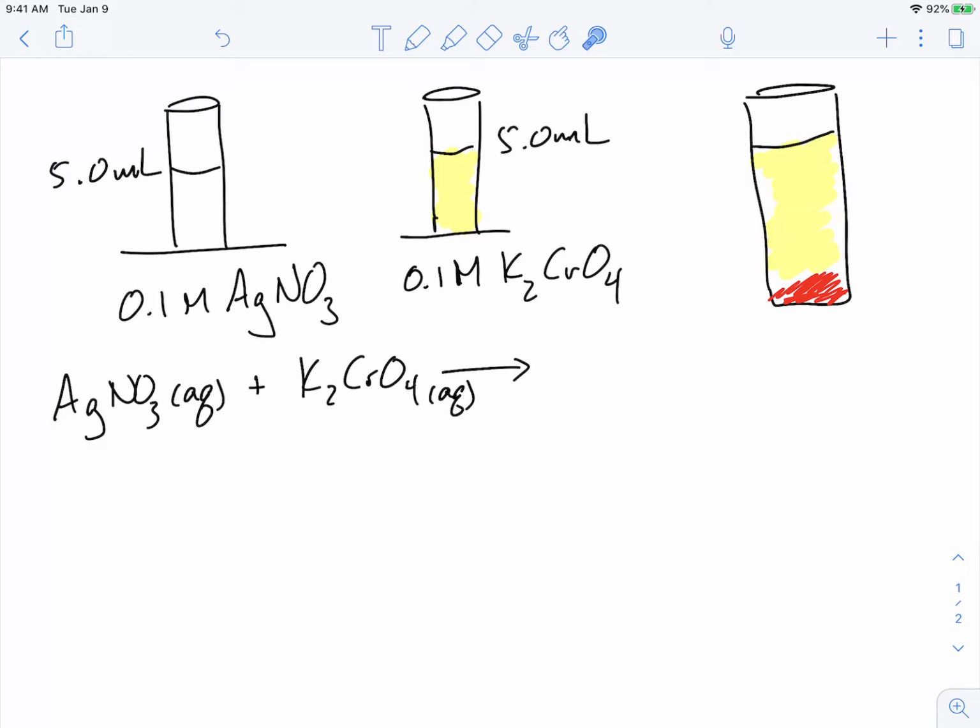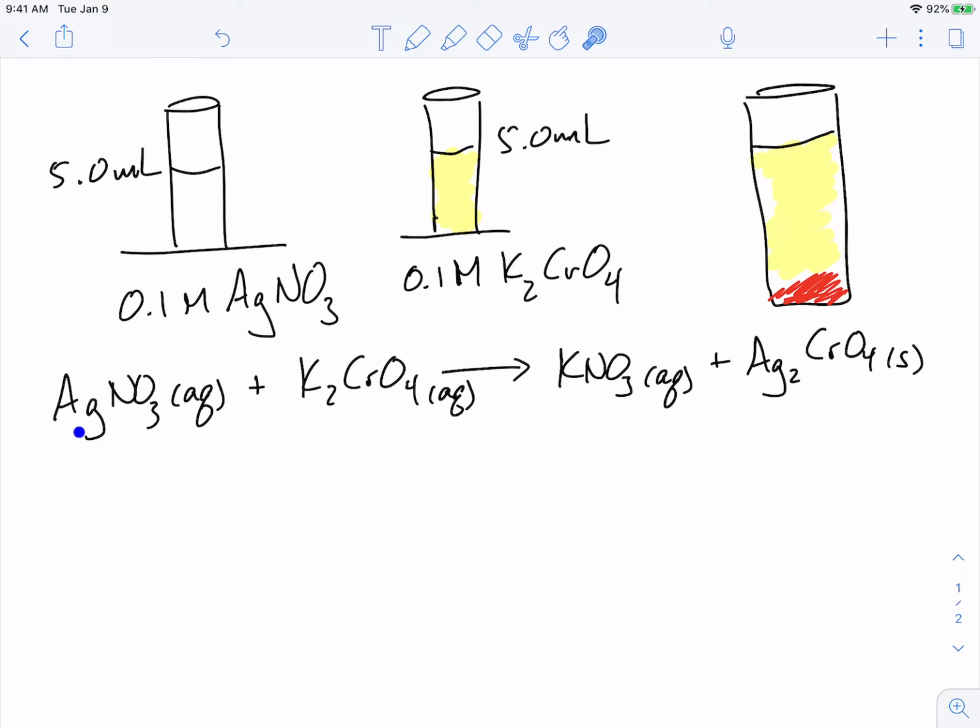Looking at your solubility rules, you're going to see that the nitrate ions are always soluble. So your nitrates are always soluble, as are your group 1 elements, which includes potassium. So these two are going to remain in solution. So you're going to have KNO3 that remains in solution. And the precipitate is going to be the silver chromate. And your formula for silver chromate is going to be Ag2CrO4. And since it's a precipitate, we'll label it as a solid.